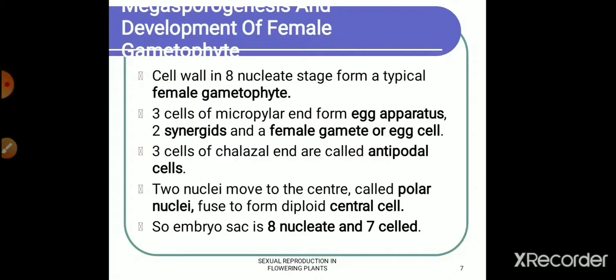So the embryo sac is eight-nucleate and seven-celled, because three nuclei are at the micropylar end, three nuclei at the chalazal end, and two nuclei in the center, known as the secondary nucleus or polar nuclei, making eight nuclei. But the central cell contains two nuclei. So three cells lie at the micropylar end, three cells at the chalazal end, and a central cell that contains two nuclei. So here is the eight-nucleate and seven-celled stage.